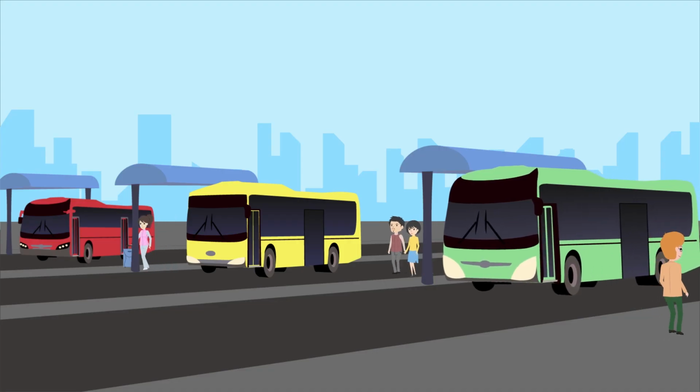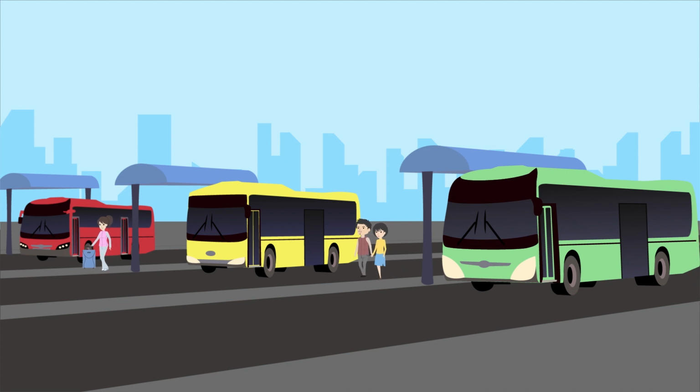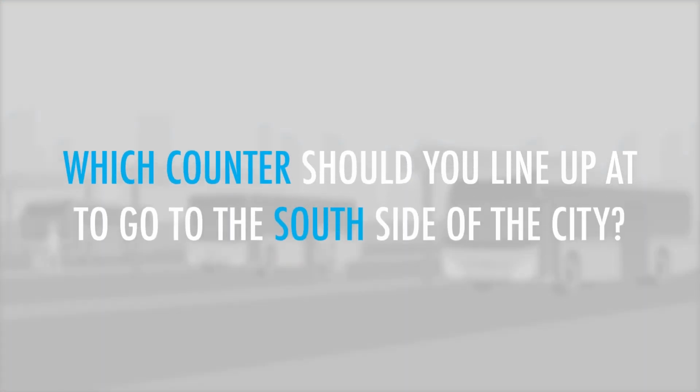You are at a bus terminal where you're attempting to buy a ticket from a ticket counter. There are four different counters. Which counter should you line up at to go to the south side of the city?